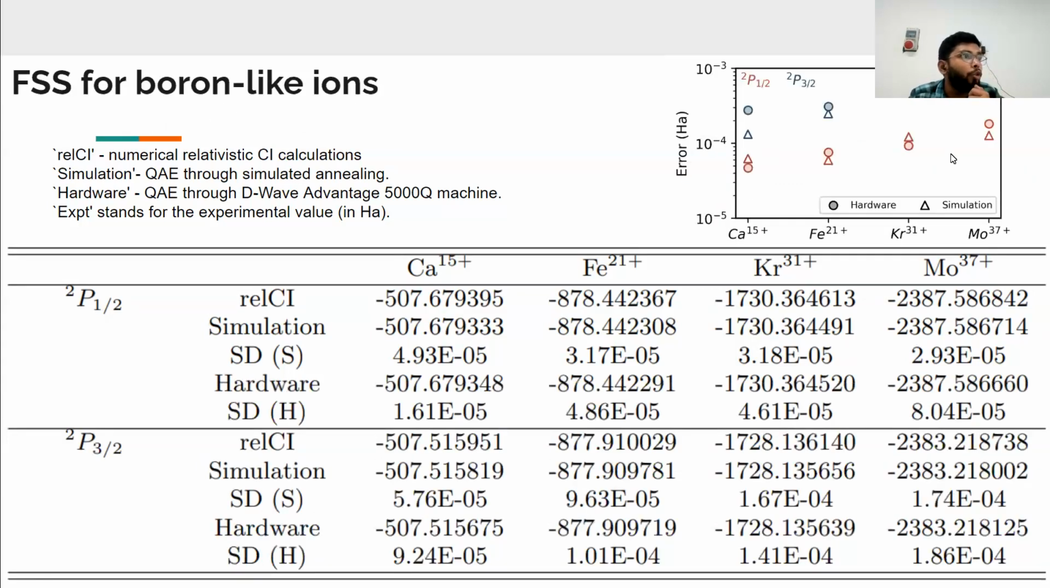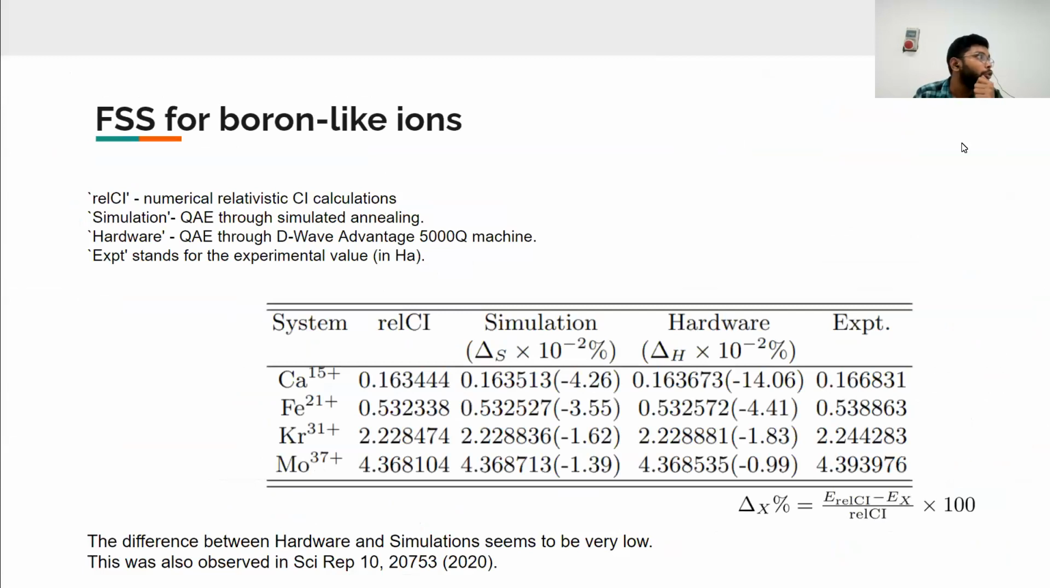And you can see how this accuracy is changing with respect to system size. The error slightly increases as the system size increases. Finally, by taking the difference, we get the fine structure splitting, and these are the RelCI values. This is the percentage fractional difference in simulation and hardware.